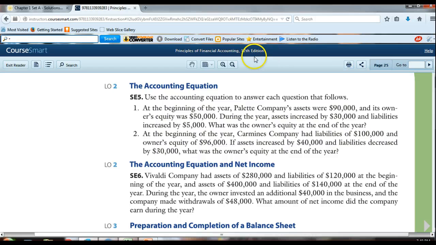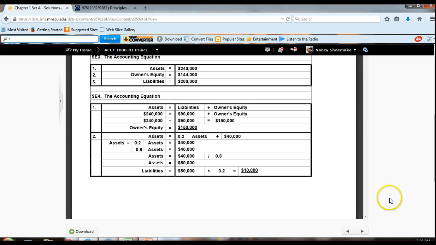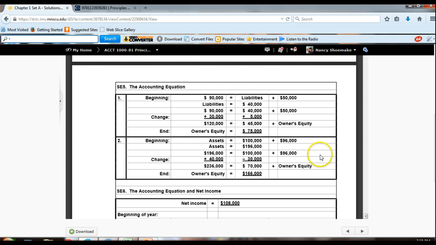So let's look at this. Paulette's assets at the beginning were 90 and owner's equity was 50. What would that make liabilities? 40. During the year, assets increased by 30. So now what are assets? Instead of 90, 120. And liabilities increased by 5. So instead of 40, what are they now? 45. What is the owner's equity at the end of the year? Perfect. So basically, 120 are assets, 45 are liabilities, so the difference has to be owner's equity. Does that make sense, guys? Let's look at the next one.